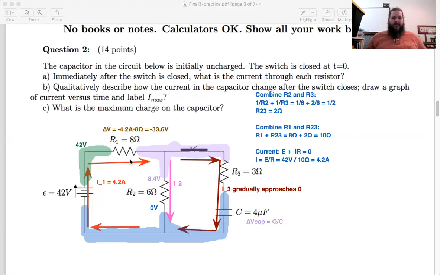So to solve that, what is delta V capacitor then? Delta V capacitor is charge over capacitance. But because the capacitor branch is in parallel with R2, that means in the end, the capacitor is going to have the same voltage as R2. So you can find the final voltage of R2 by multiplying the final current, which we found was 3, times 6 ohms. 3 amps times 6 ohms would be 18 volts. So in the end, R2 has 18 volts. That means the capacitor is also going to be at 18 volts because they're in parallel.